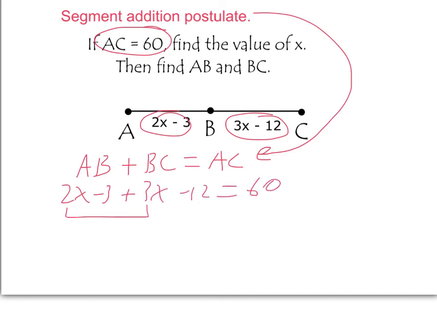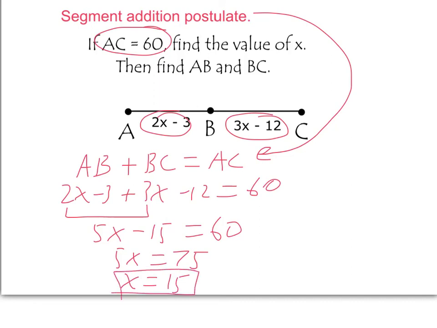Let's combine our like terms together, get our algebra on. 5x minus 15 equals 60. Add the 15 to both sides. We get 5x equals 75. Divide by 5, and we get x equals 15.